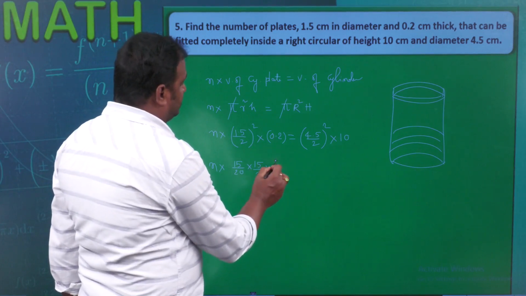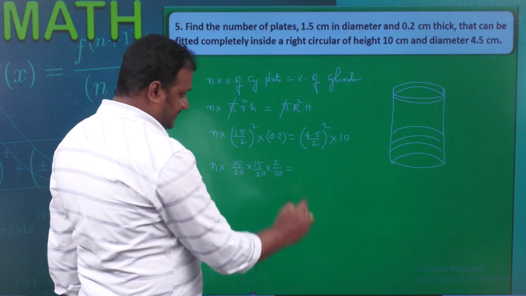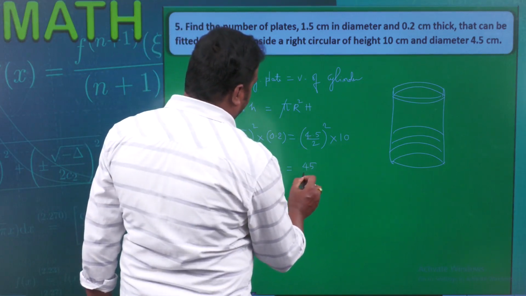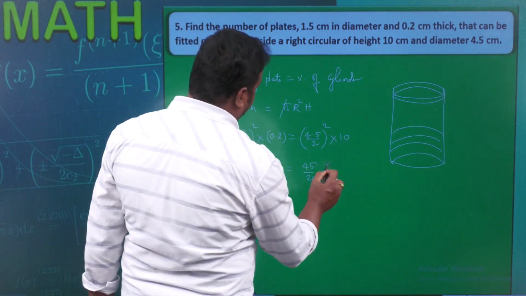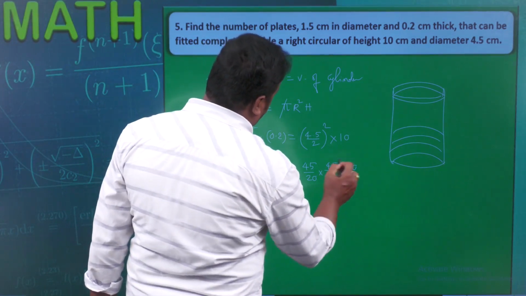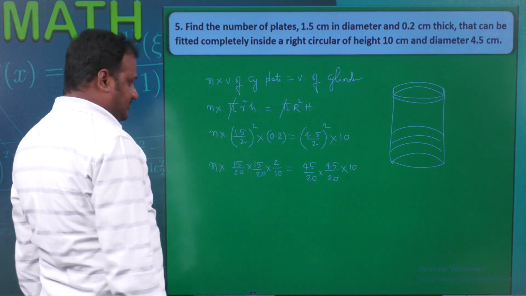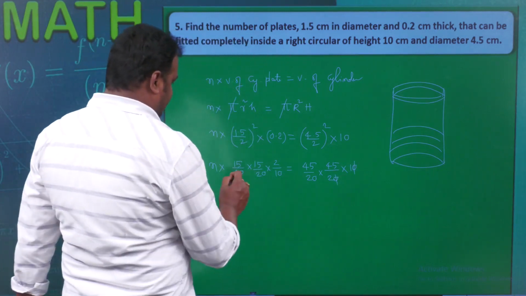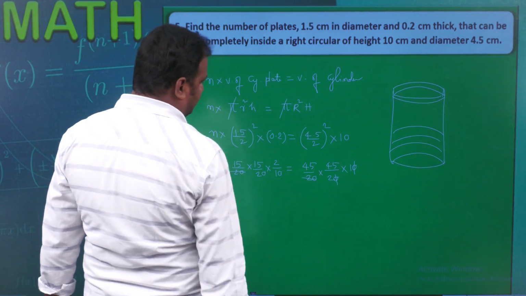This 0.2 is nothing but 2 divided by 10, and 4.5 is 45 by 10. Into 2 is equal to 20, and one more time it is 45 by 20 into 10. Correct? Now you go for the cancellation. See here, this 0 and 0 can be cancelled, and this 20 and this 20 can be cancelled.